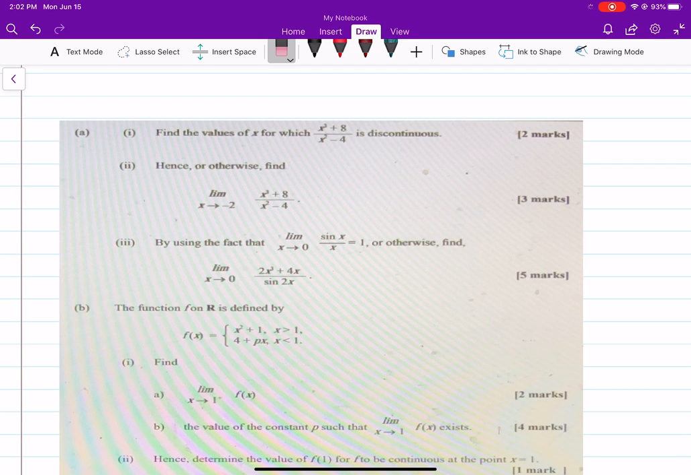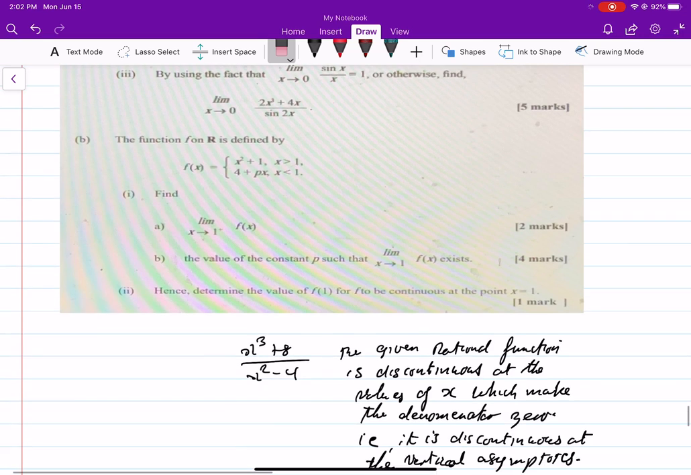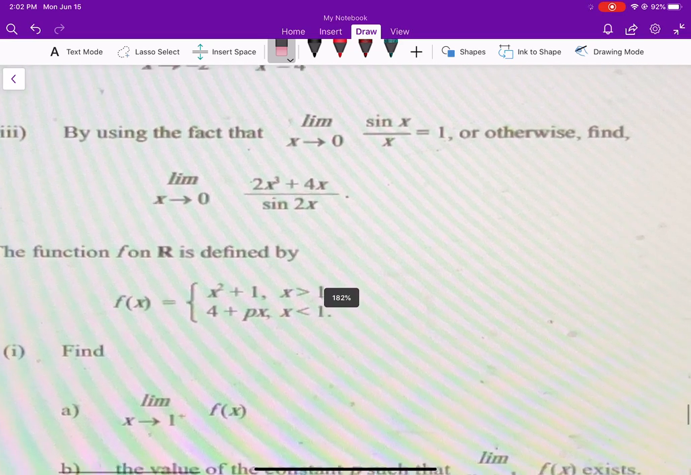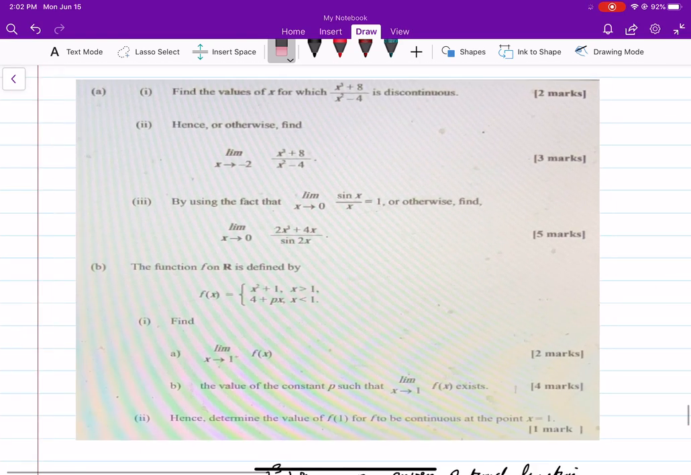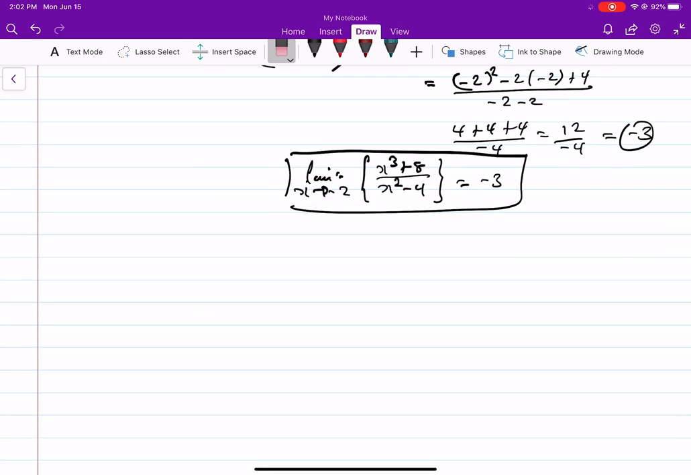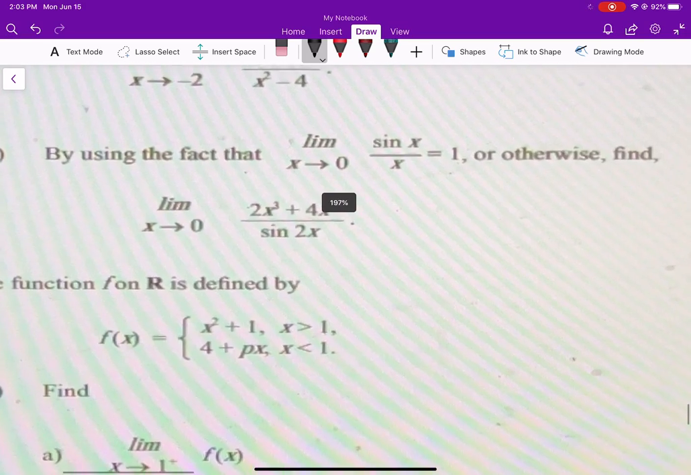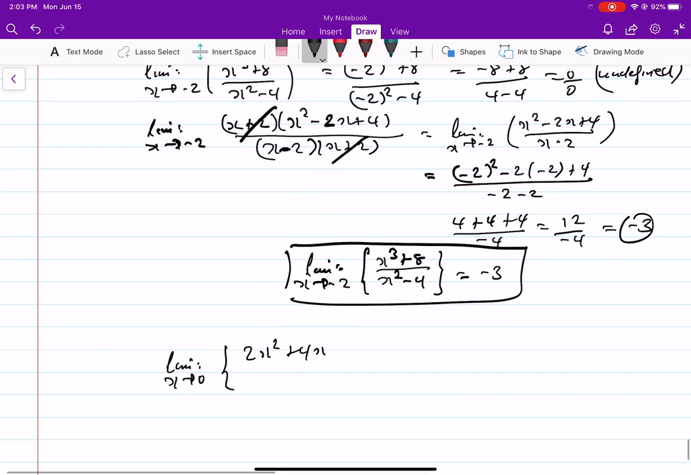By using the fact that the limit as x approaches 0 of sine x over x is 1, or otherwise, find the limit as x is approaching 0 of 2x cubed plus 4x all upon sine 2x. Okay, so how do we handle this?